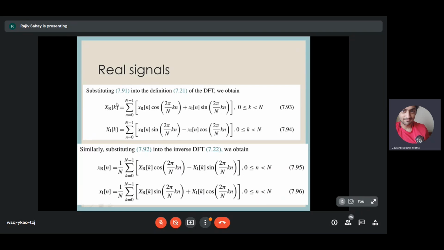So X_R(k) is the real part of the DFT coefficient, which is supposed to be a complex number. So you get this like this, and X_I(k) similarly you get as here. So this is the imaginary part of the DFT coefficient. So if you put X(k), which is a complex number with X_R(k) and X_I(k), in the reverse operation or the inverse DFT operation, then you get the last two equations.